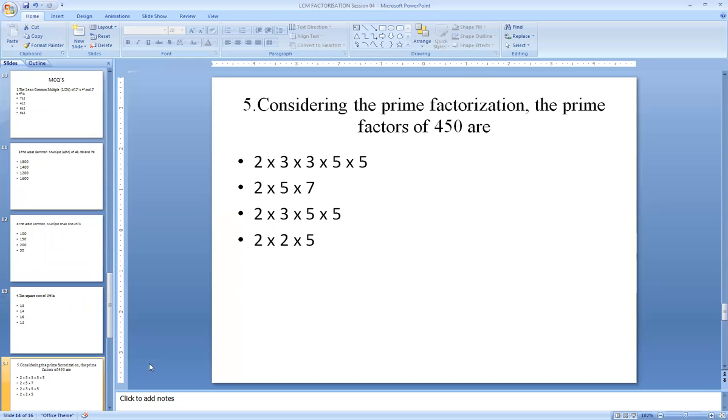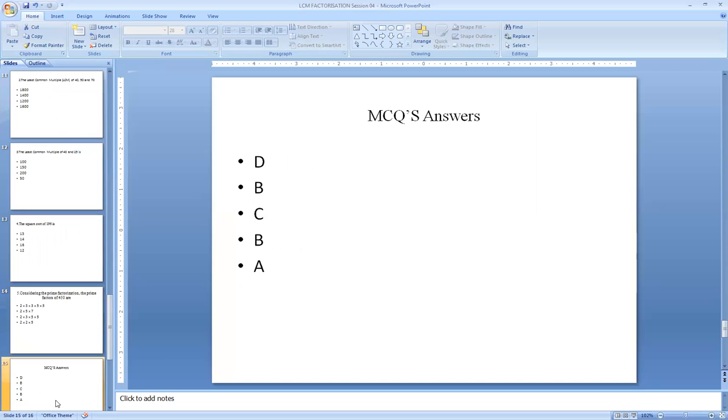And see the last question: consider the prime factors of 450. We know that a prime factor means it is divisible only by 1 and itself. So either the first option is right or the second one, all the multiples give the product 450. But we should be very particular that they are only prime factors. Select any one option. After doing all those, you can check in the last slide the answers I have given for 1, 2, 3, 4.